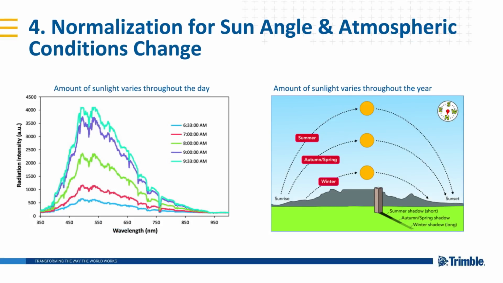The fourth consideration is normalization for sun angles and atmospheric condition change. This one sounds technical, and I won't spend much time with these graphs. Basically, the reason we need these calibrations is because the amount of sunlight that gets to the earth varies throughout the day and throughout the year. If these corrections are not done, we cannot compare one image to another. It's always good to check if these corrections have been done with your imagery source provider.